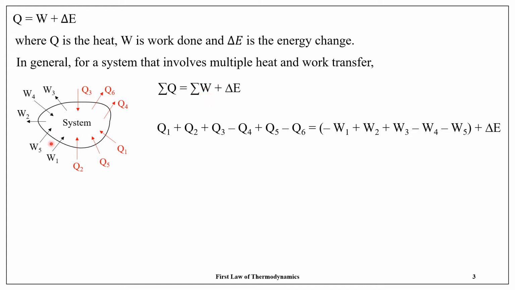Instead of sigma W, we can write minus W1 plus W2 minus W3 plus W4, sorry, minus W4 minus W5. Why? Work done on the system is taken as negative. So W1, look at the direction, is done on the system, therefore it is negative, minus W1. Whereas the direction of W2 is towards the surroundings. That means this is the work done by the system. Therefore, it is positive, plus del E.